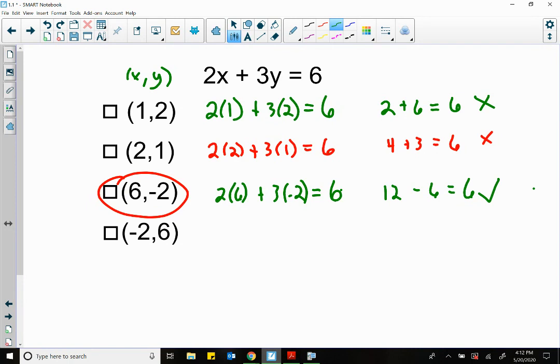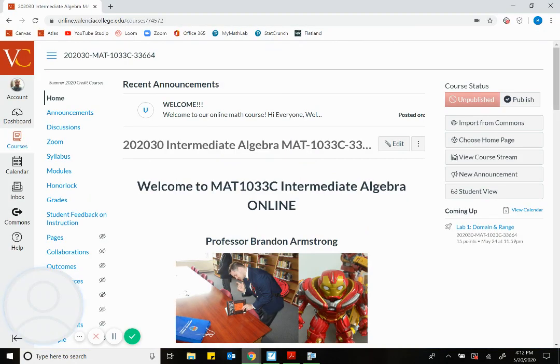If you plugged in this one, it wouldn't have worked. You would have found that you'd had a negative 4 plus 18 equal to 6. And that is sure not 6. Okay? So, there you go. And that, my good friends, is section 1.1.